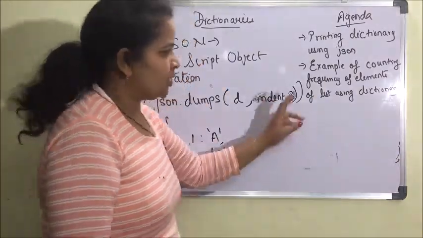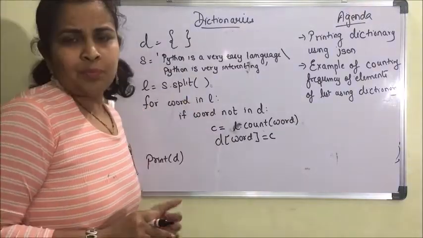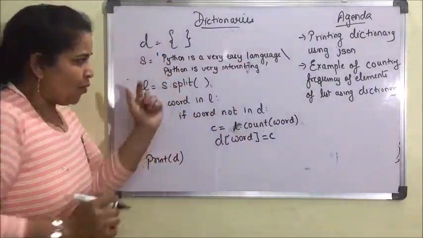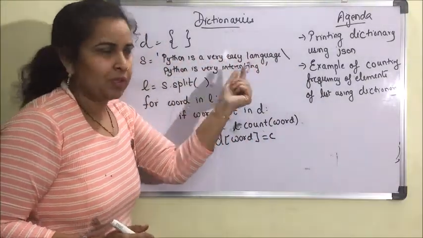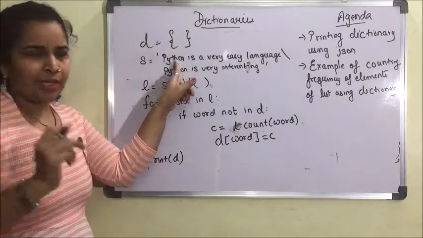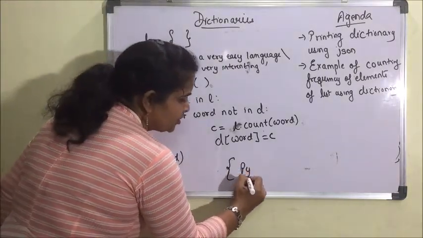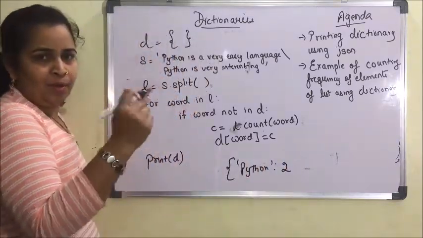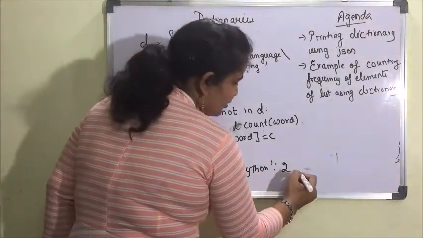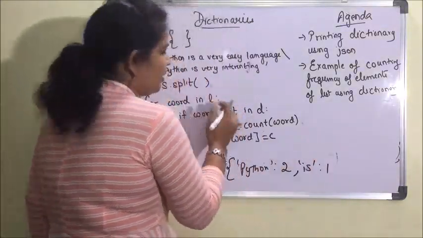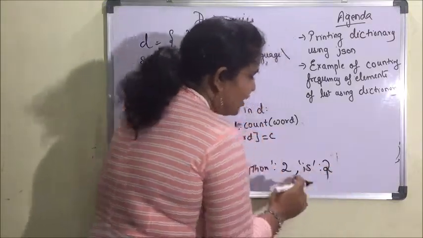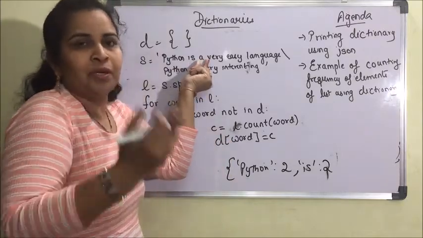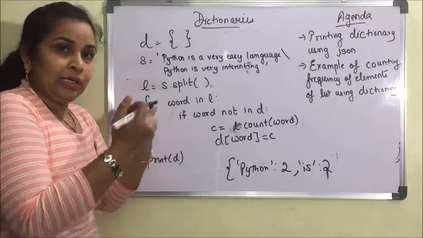Now we will move ahead with this example. This is a program which will count the frequency of each and every word in this string. Suppose Python is coming 2 times, it will create a dictionary in which Python is a key and the value is the number of times it has occurred. After this comma, is then 1. Oh sorry, is is repeated 2 times. That is, it will count the frequency of a particular word in a string or in a list also.